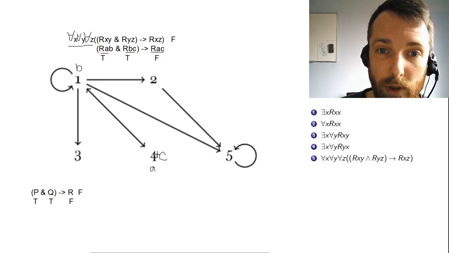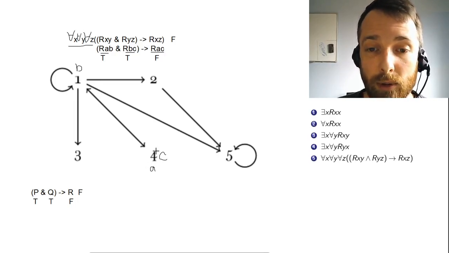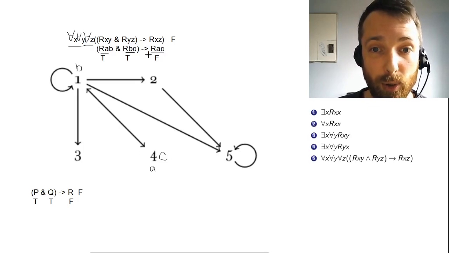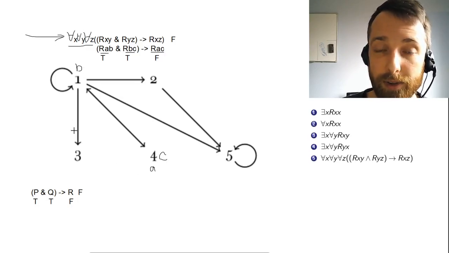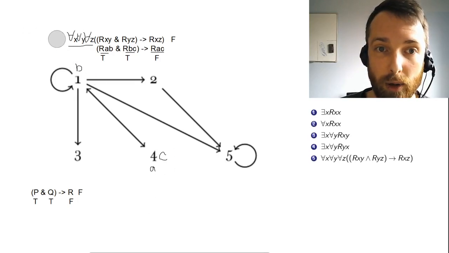RBC, does 1 point at 4? Yes. RAC now says that 4 points at itself. But 4 doesn't point at itself. Only 1 and 5 point at themselves. So this example also shows that the original sentence is false. Okay, let's move on and do another one.